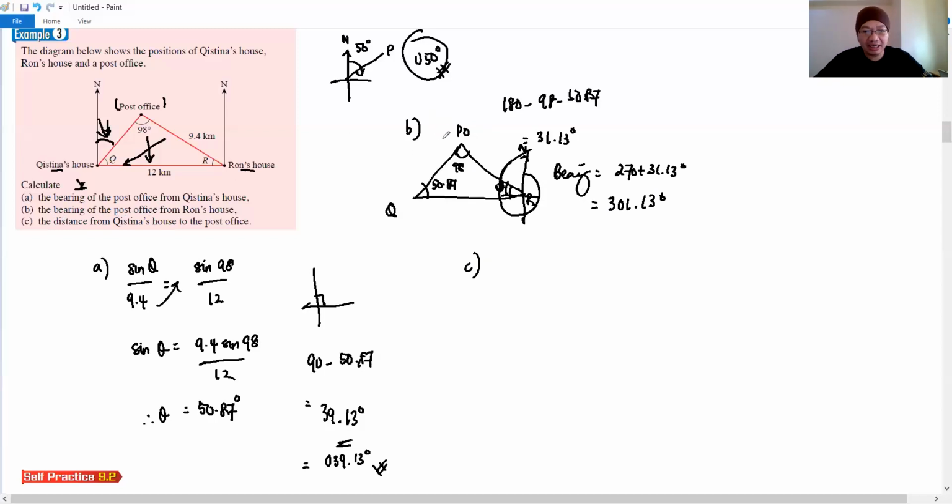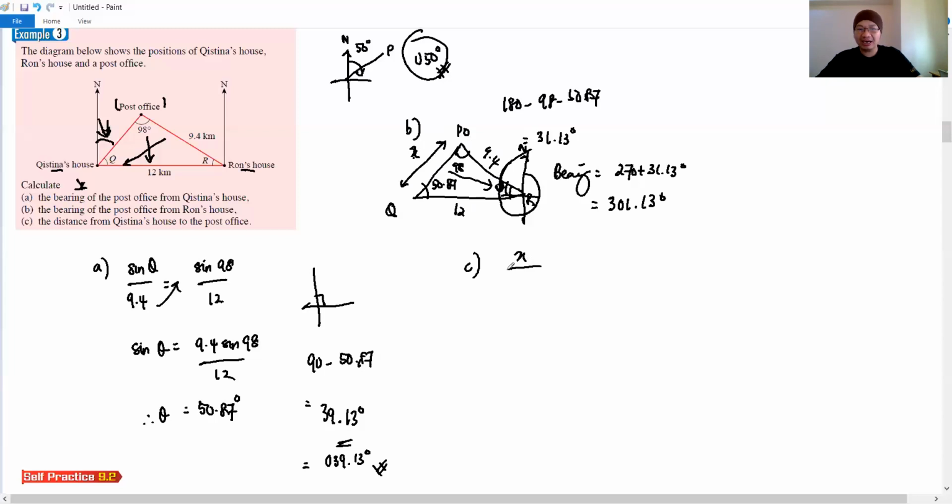So we want to find the length from Christina house to the post office here. How to solve the problem? Now update your diagram. Actually, this is 9.4, right? This is 12 kilometers. All the angles are already obtained. So you want to find this question mark here. Very easy. I label it as x here. So x on the top because it is the length. The pairing of x is this angle.